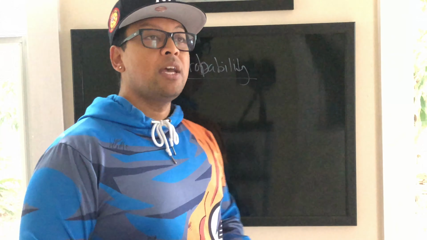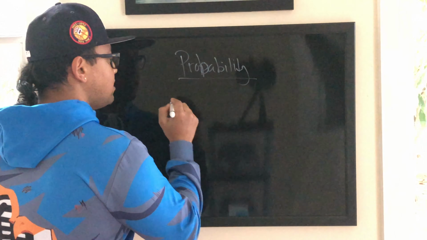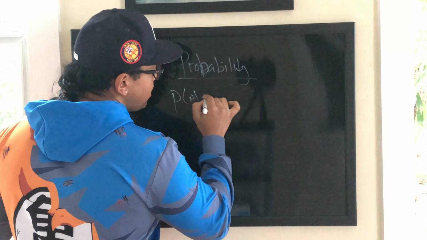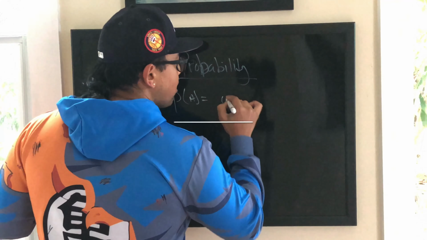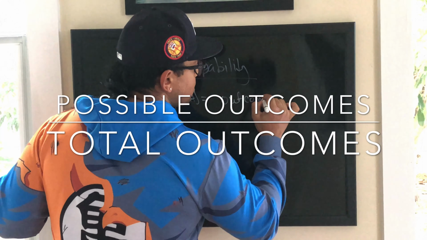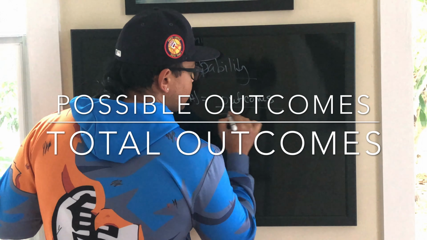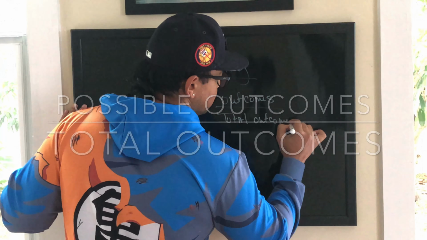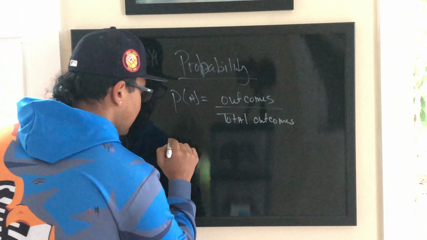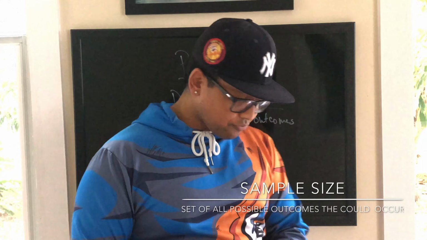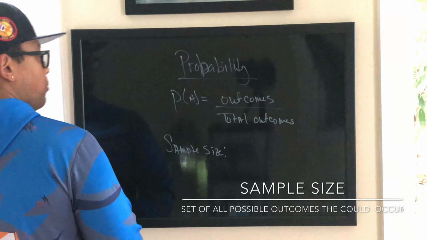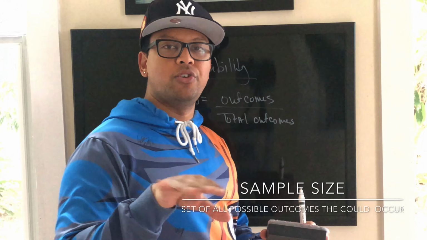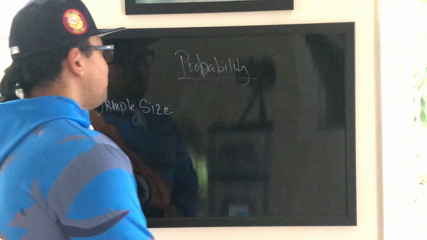But anyway, probability is defined as P of A. P of A represents the amount of possible outcomes over the amount of total outcomes. There's something you should be aware of, and it's called a sample size. It's a set of all the possible outcomes that could occur. I'll put that definition at the bottom of the screen for you guys. Let's keep the sample size over here.